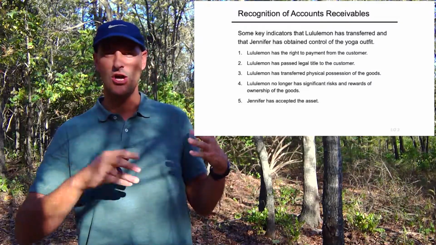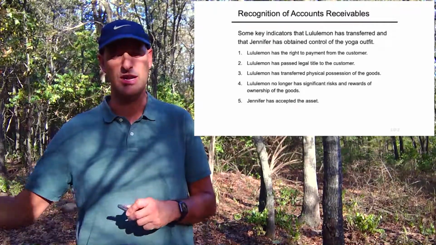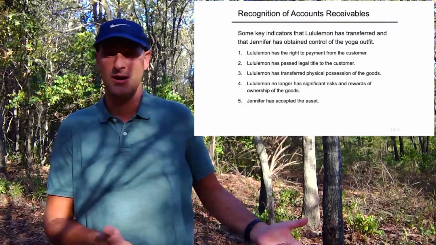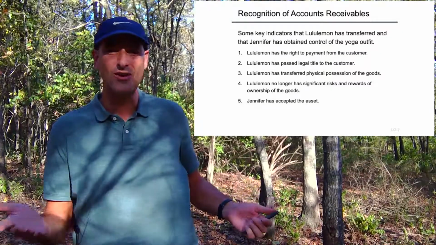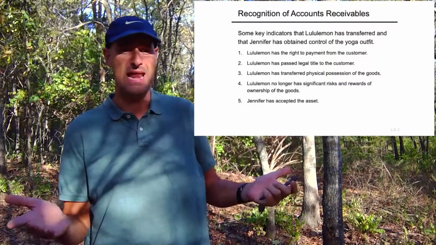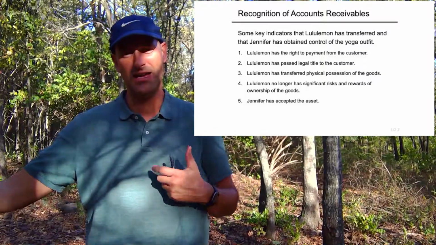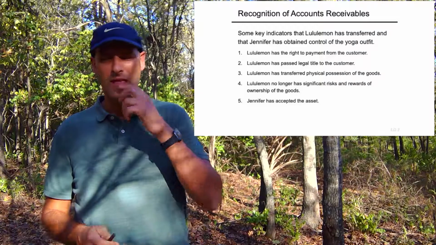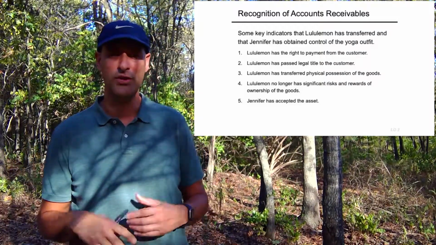The company no longer has significant risks and rewards of ownership. As I mentioned, if the customer went out and burned it or wrecked on their bike and tore it to shreds, the company doesn't, I won't say they don't care, because that would be just bad, but they aren't going to experience any loss if the customer wrecks their bike and destroys their outfit. So the company no longer has a significant risk and rewards of the ownership of the good.